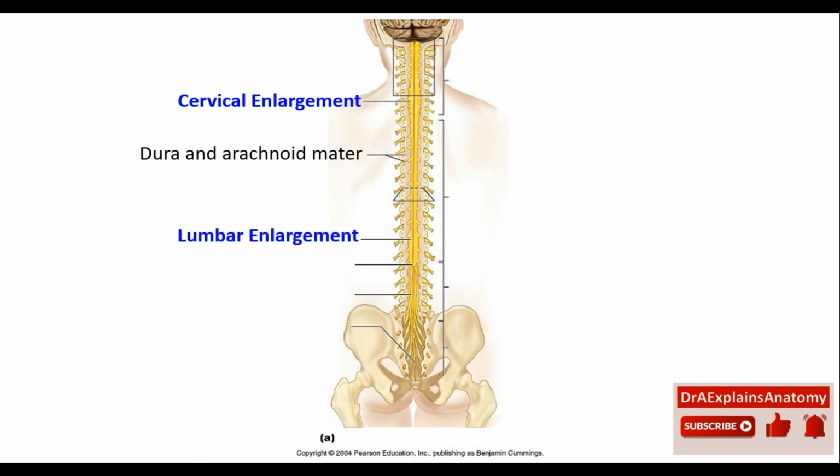This right here is the lumbar enlargement, which is at the level of the lumbar vertebra. Right here, we have the conus medullaris. The conus medullaris is where the spinal cord ends. And this right here is the cauda equina. The cauda equina resembles a horse tail. This right here is the filum terminale, which is attached to the sacrum.